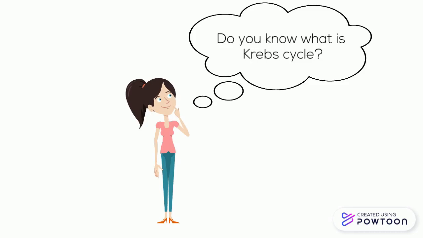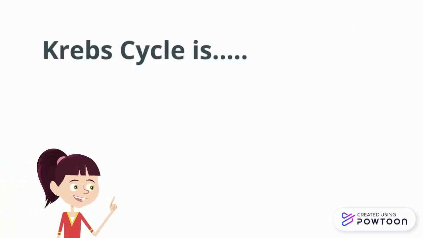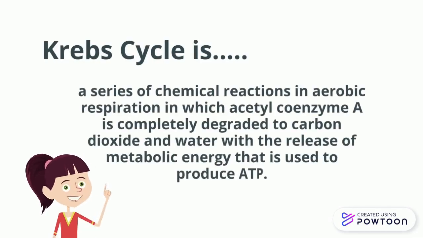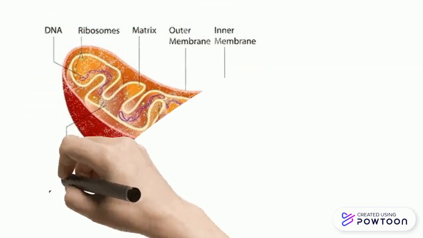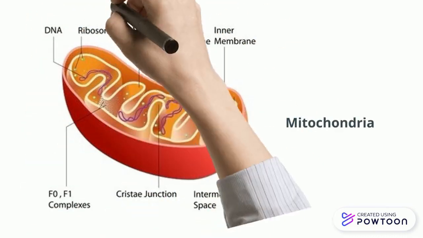Do you ever wonder what is Krebs Cycle? Krebs cycle is a series of chemical reactions in aerobic respiration in which acetyl coenzyme A is completely degraded to carbon dioxide and water with the release of metabolic energy that is used to produce ATP. It is the second stage in aerobic respiration. The Krebs cycle occurs in the matrix of mitochondria. There are 8 steps in Krebs cycle.